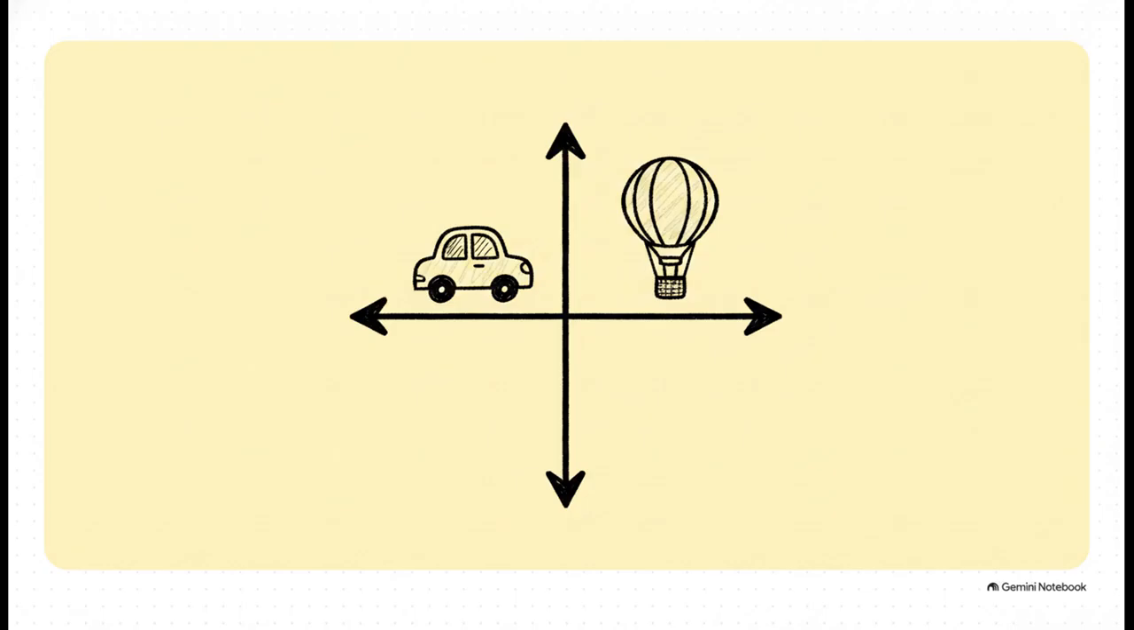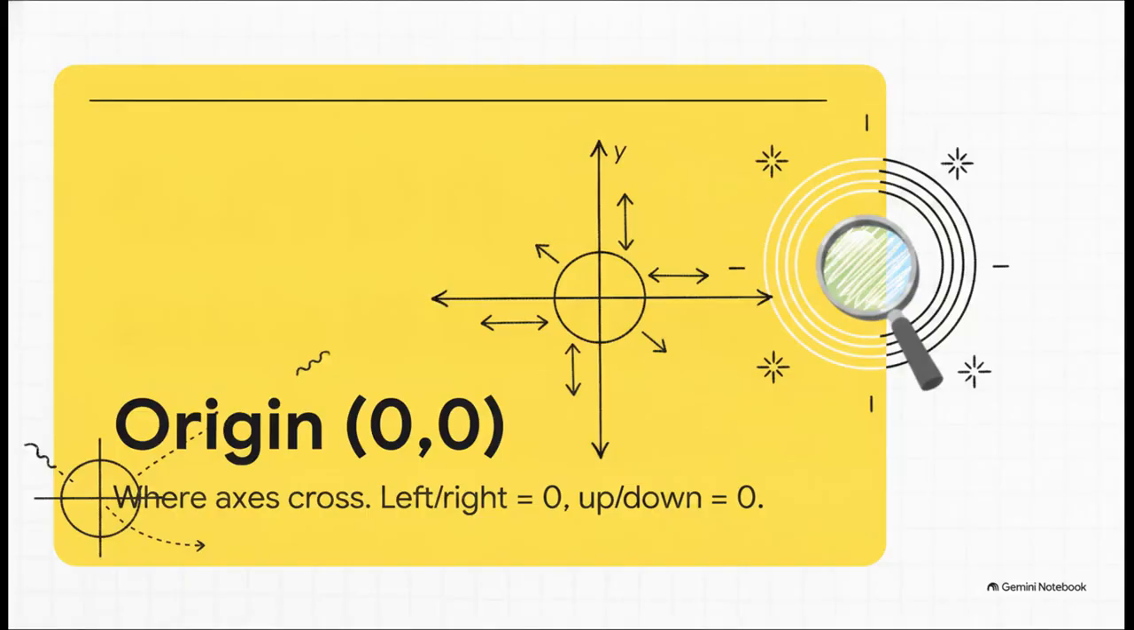Now, you might stumble across some old-school math words in textbooks. The x-coordinate is sometimes called the abscissa, and the y-coordinate is the ordinate. But hey, do not let these dusty old math terms scare you off. Abscissa just means x, and ordinate just means y. That is literally it.